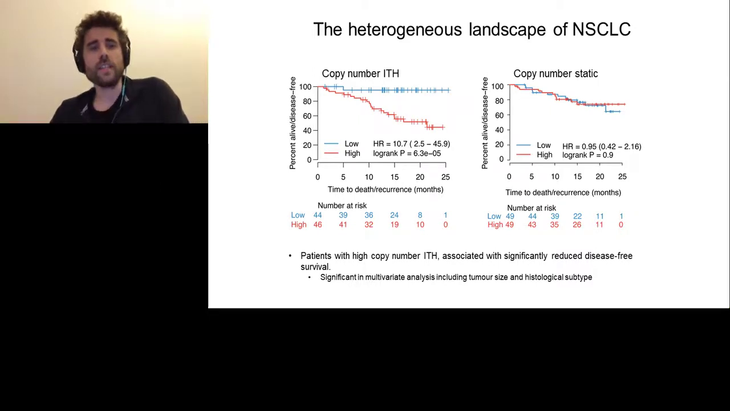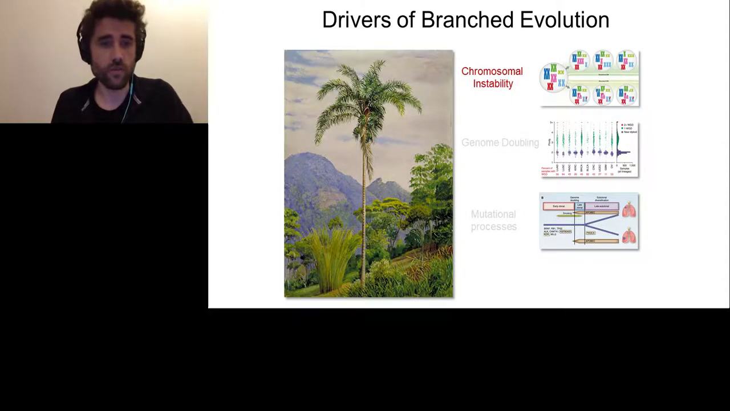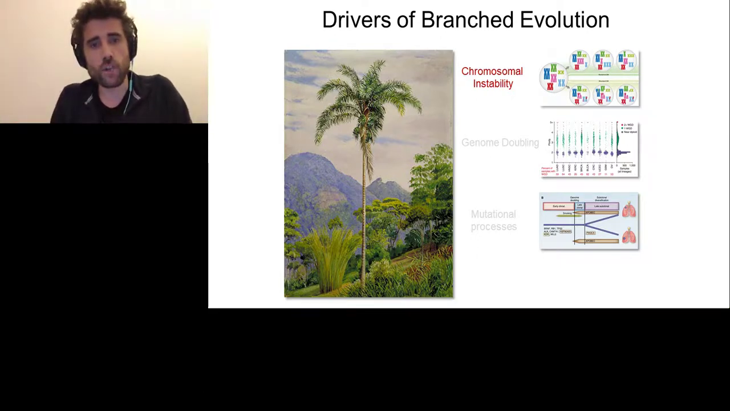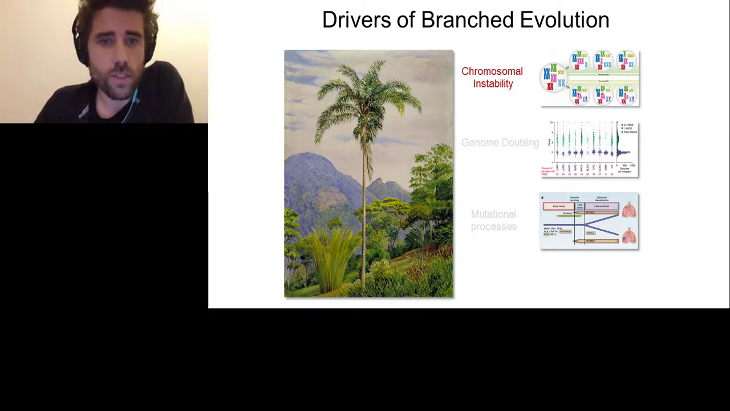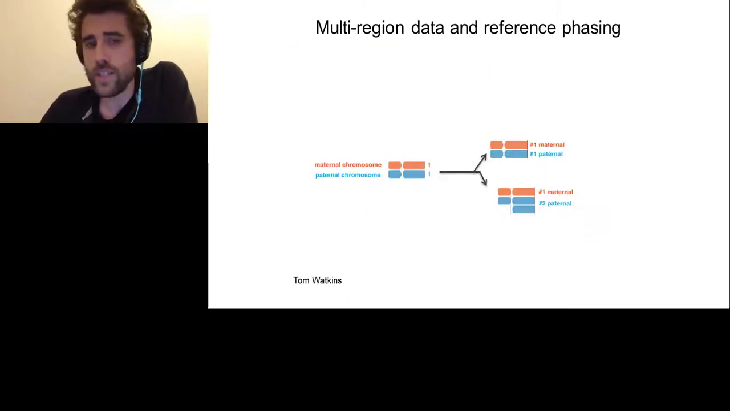So this ultimately leads to the question: what drives the heterogeneity that we're seeing at the copy number level and at the mutational level? Next we wanted to look in a bit more depth, particularly at this chromosomal instability. Can we go beyond this simple classification? Well, one thing we reasoned is we can look at the maternal and paternal SNPs present across the genome. This is work primarily by Tom Watkins in the lab.